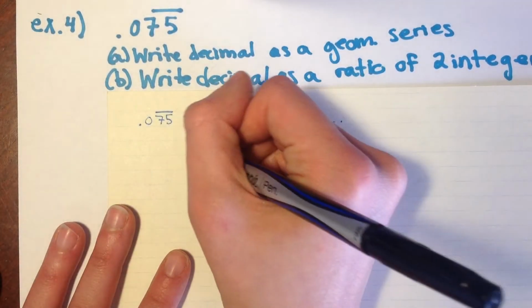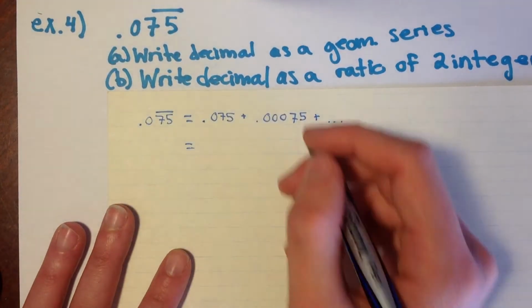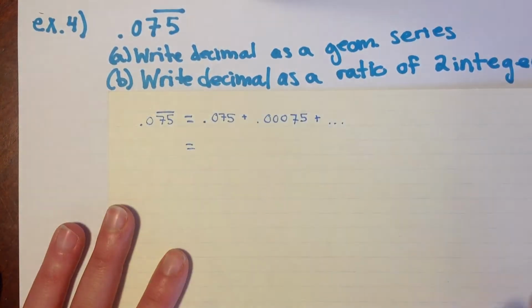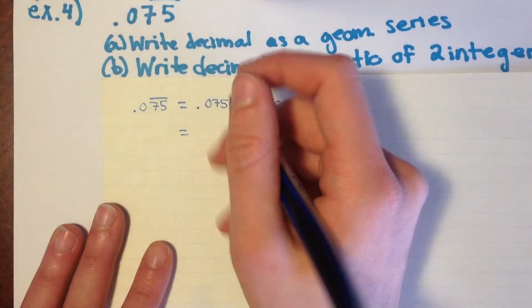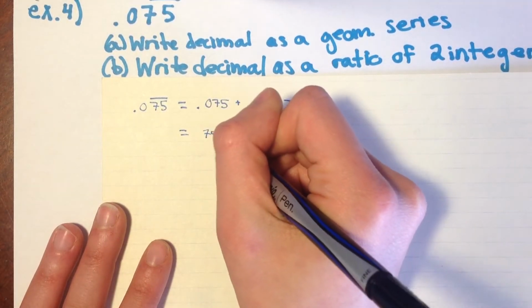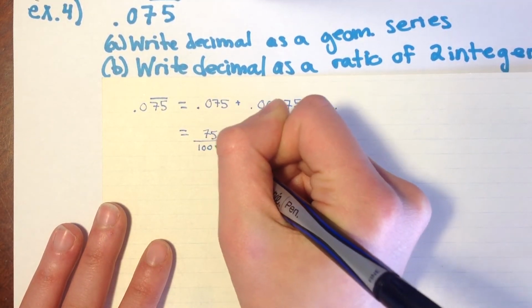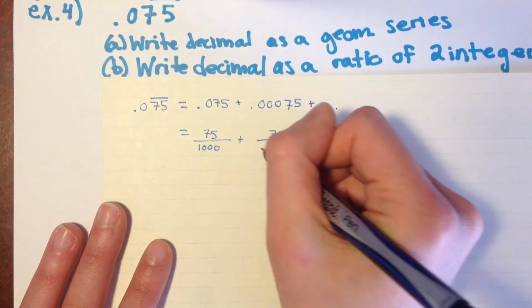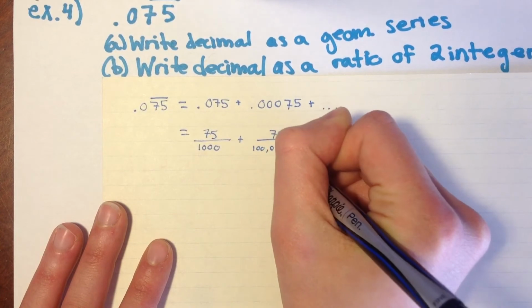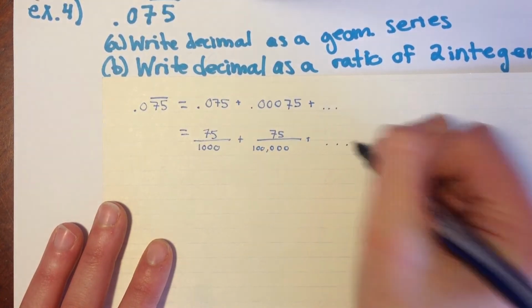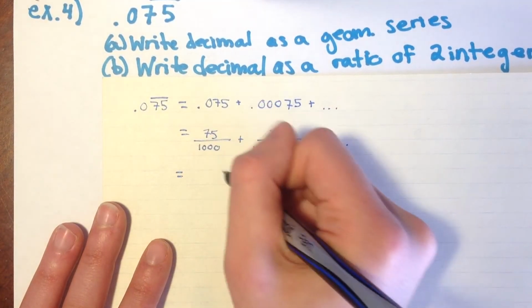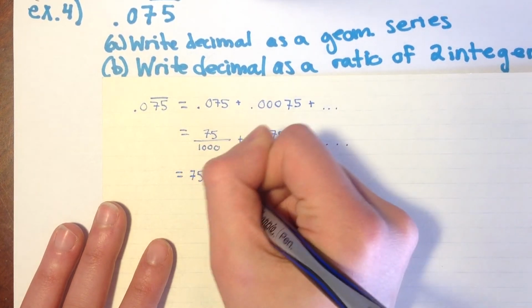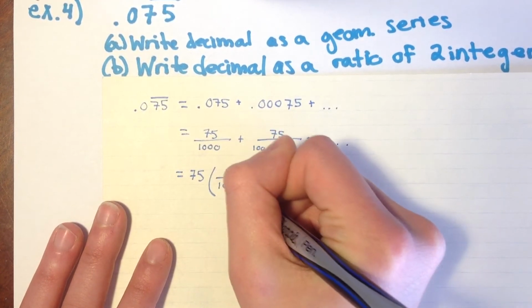Now in this next step, I'm going to rewrite these as fractions just to make my life a little simpler, and some cool things will happen when I do so. So this is equal to 75 over 1,000. And this next decimal is 75 over 100,000. Now, next step, I'm going to pull out my 75 just to make life a little bit simpler.